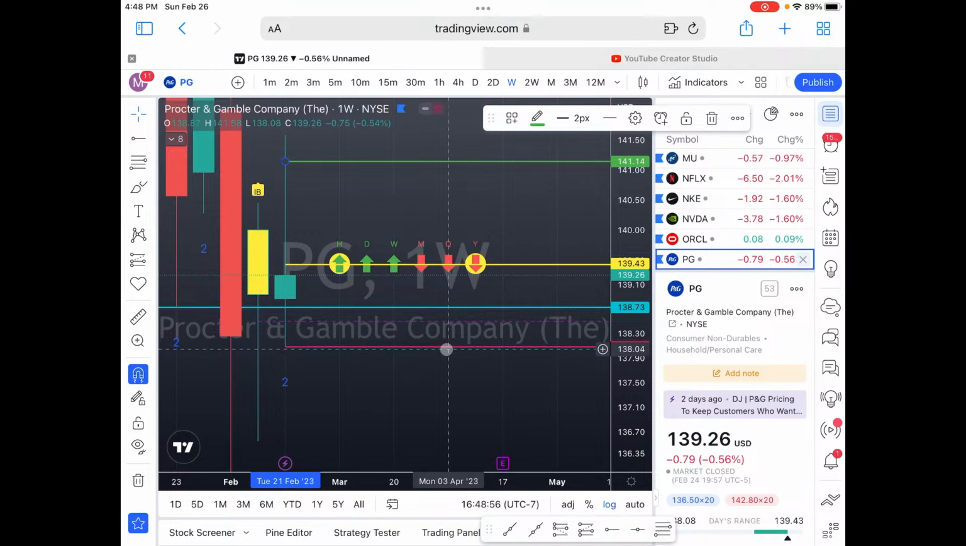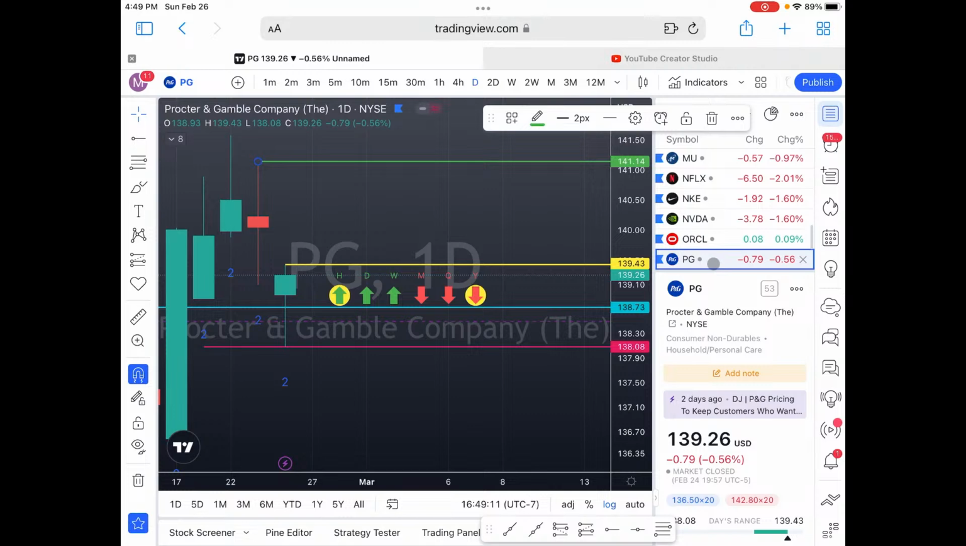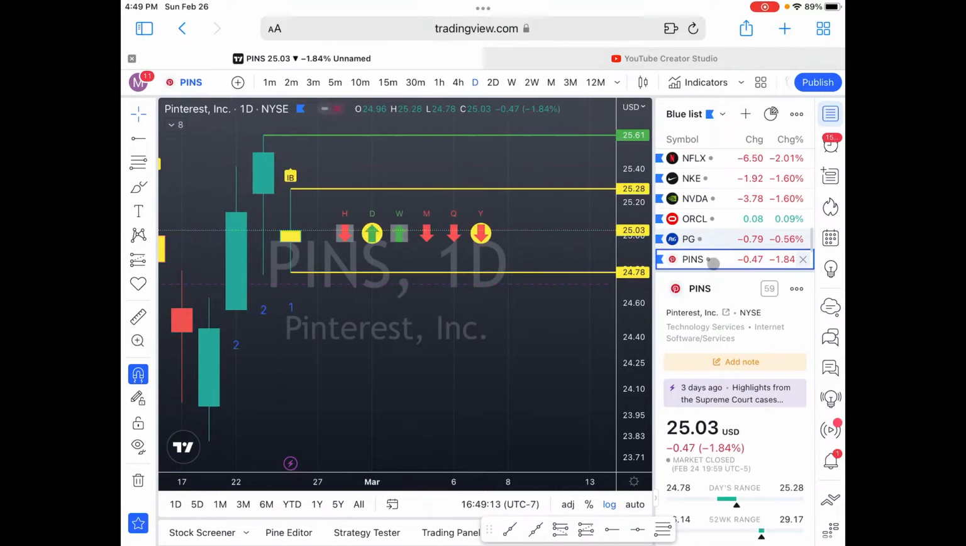So the weekly's not saying we're not going to go up on Monday, but this is telling me that there's a high probability that over the week, next week, we're going to possibly go 2 down on the week. Okay, and again, it's all based off of probabilities, and that's what we deal with as traders.